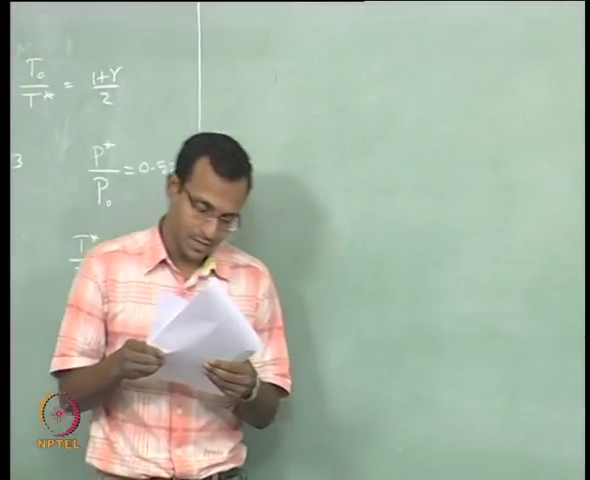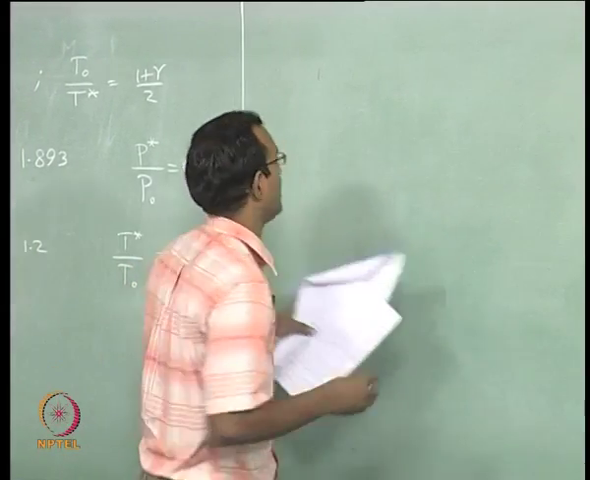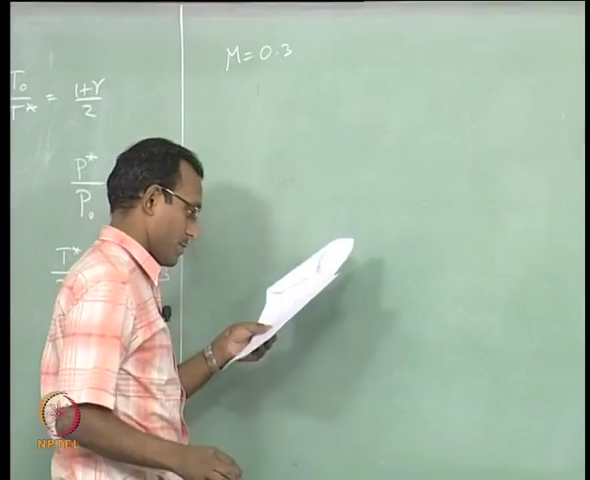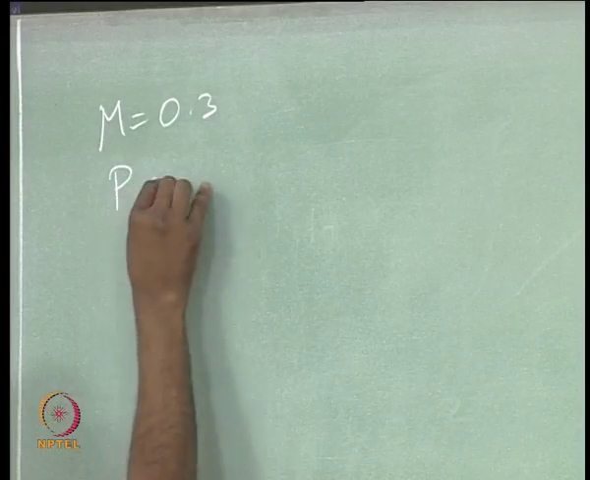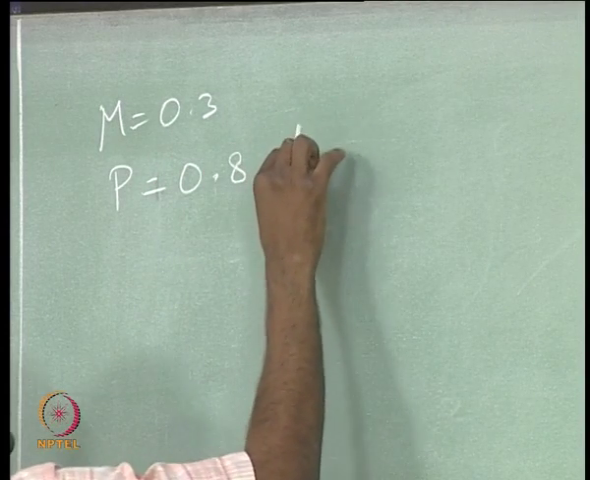Okay. Let us pick an example, a numerical example. So, I am going to say I have a flow of Mach number 0.3, Mach number 0.3 and pressure is given to be 0.8 atmospheres.